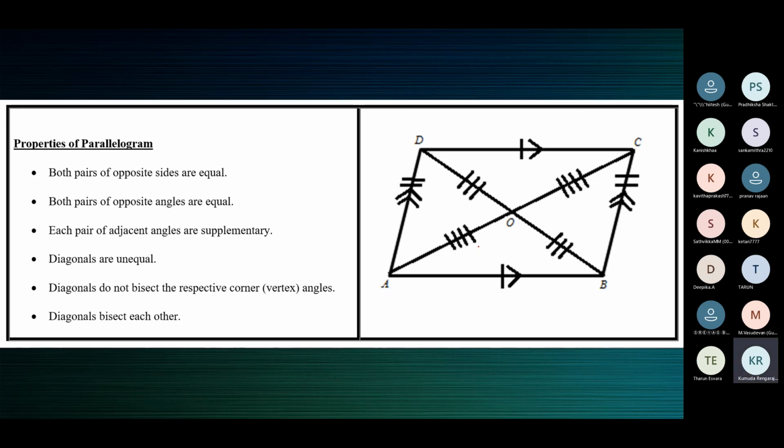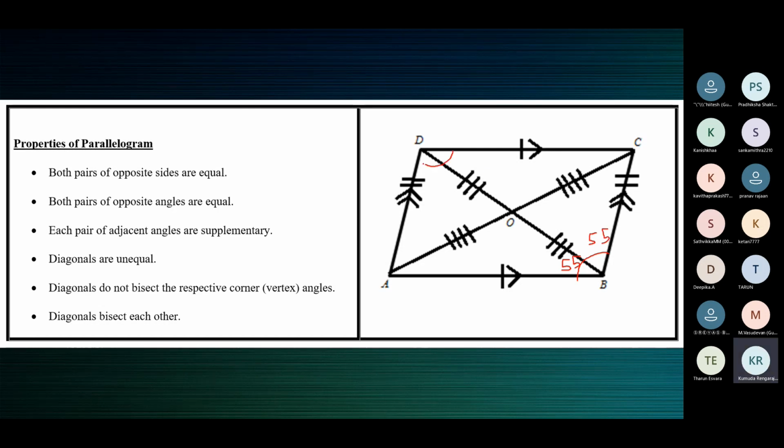Diagonals are unequal. Diagonals do not bisect the respective corner or vertex angles. That is, the diagonal AC does not bisect angle A, does not bisect angle C. Similarly, the diagonal BD does not bisect angle B. Supposing angle B is 110 degrees, it doesn't become 55. Only if it becomes 55, it's bisected.